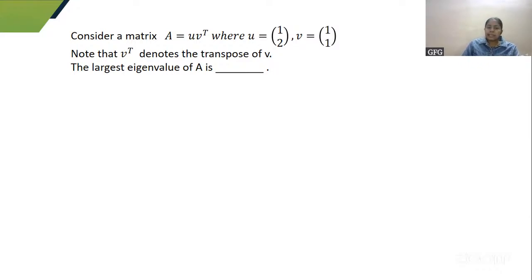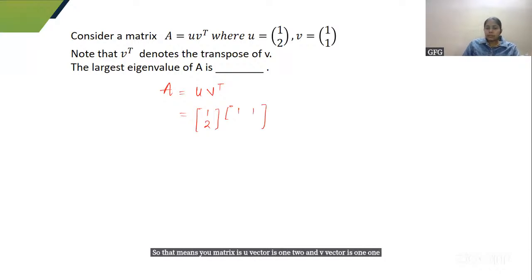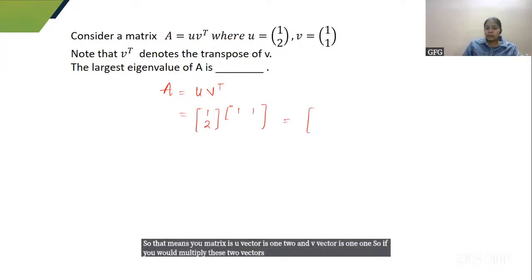Okay, so basically the matrix A is given to me as UV transpose. That means the U vector is (1, 2) and the V vector is (1, 1). If you multiply these two vectors, you would get 1, 1 in the first row and 2, 2 in the second. So this would be your matrix A.